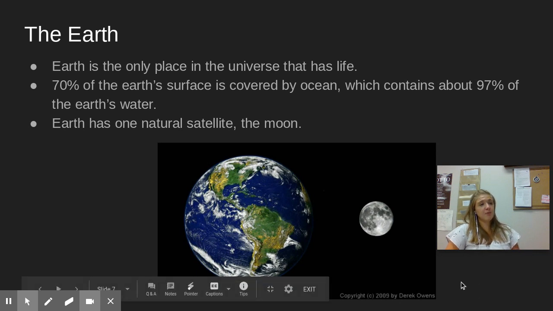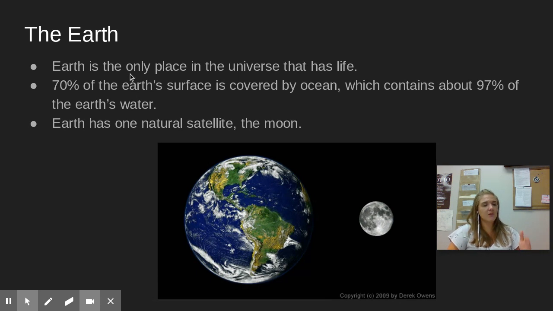I think some people try to spin some things into thinking there's aliens. But anyway, that's a different debate. For right now, the only place that we can confirm that has life is the Earth. We also know that 70% of the Earth's surface, that's about 3/4, is covered by ocean, which contains about 97% of the Earth's water. We discussed that in the water cycle unit.